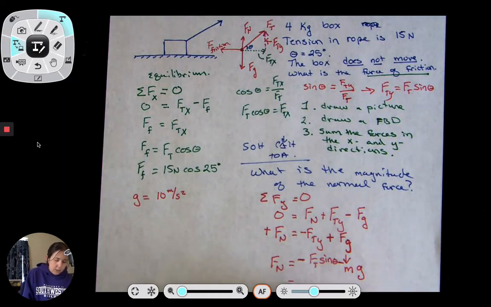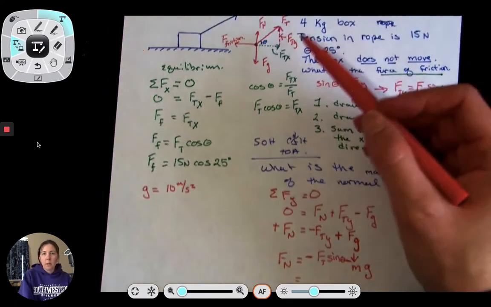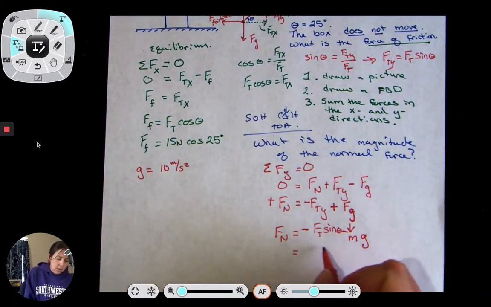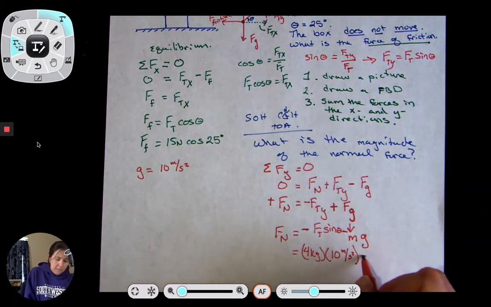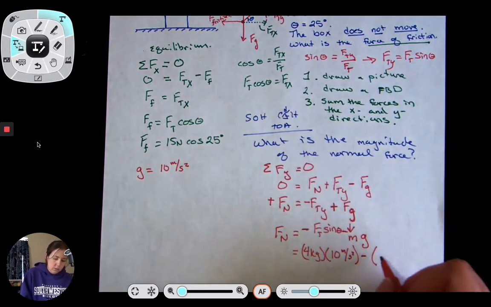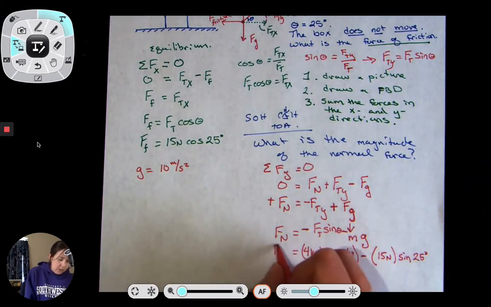Now we can go ahead and plug some numbers in. I'm going to move this to the front. So it says here that it's a 4 kilogram box, and so I'm going to say 4 kilograms times 10 meters per second squared minus my force of tension, which was 15 newtons, times the sine of theta, which is 25 degrees. And that will give me my normal force.